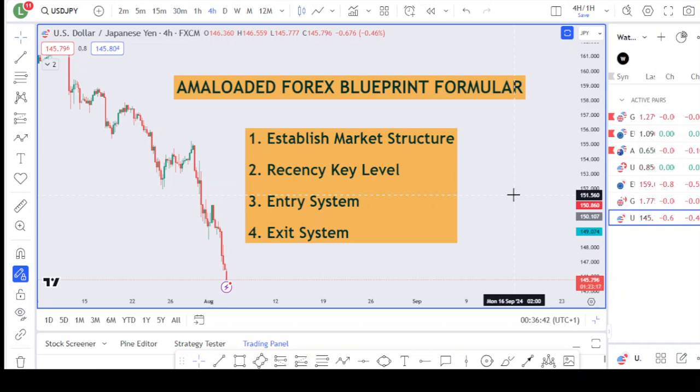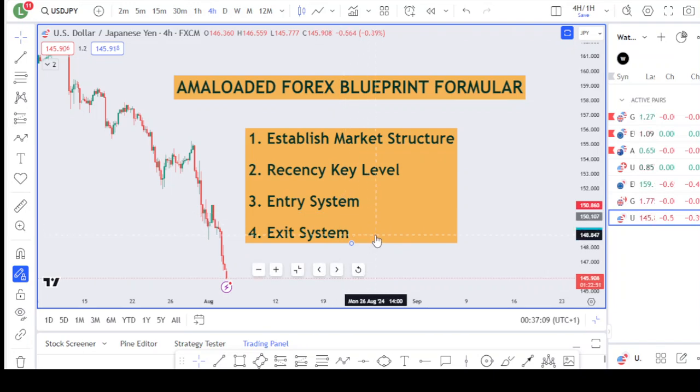Now, here are the 4 steps that I use whenever I open my TradingView, before I analyze the market. I have to observe these 4 blueprint formulas. The first one is to establish the market structure. The second one is to find the recency key level and the entry system. The last on the list is to define my exit zone where I want to take my profit.